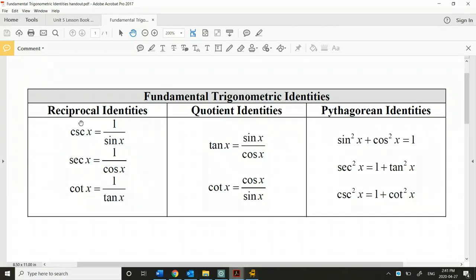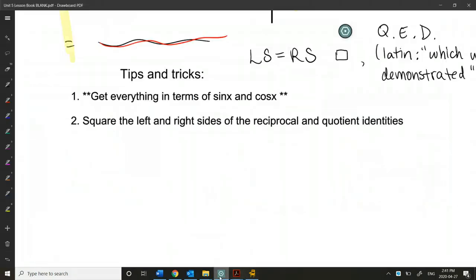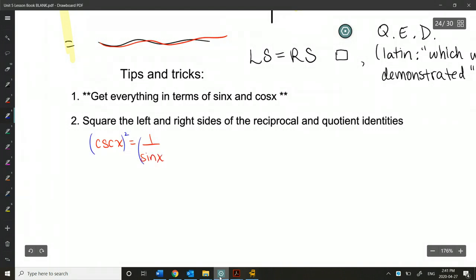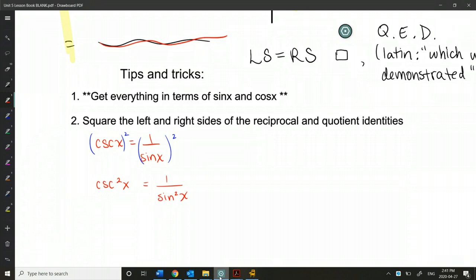So let's take an example. Let's say we look at cosecant x equals 1 over sine x, and I'm also going to take a look at tan x equals sine x over cos x. So for the first one, cosecant equals 1 over sine. If I square both sides of this, because they're both single terms, I can simply just square the left side. I'll get cosecant squared x. And I'll square the top and bottom of this fraction. So 1 squared is 1, and sine x squared is sine squared x.